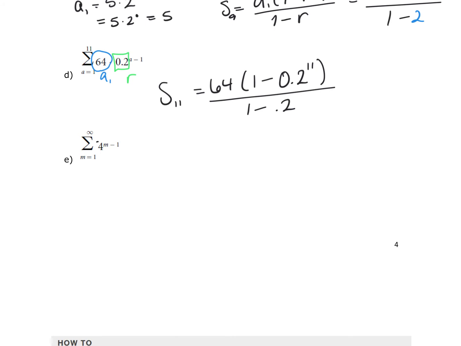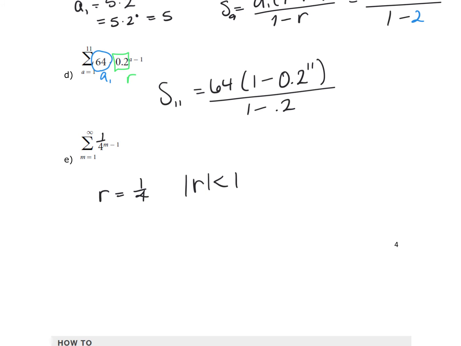Now, what would have happened if this would have been 1/4 to the n minus 1? Well, that's a different conversation, because if my ratio would have been 1/4, then the absolute value of my ratio is less than 1, so I would be able to use that other formula.